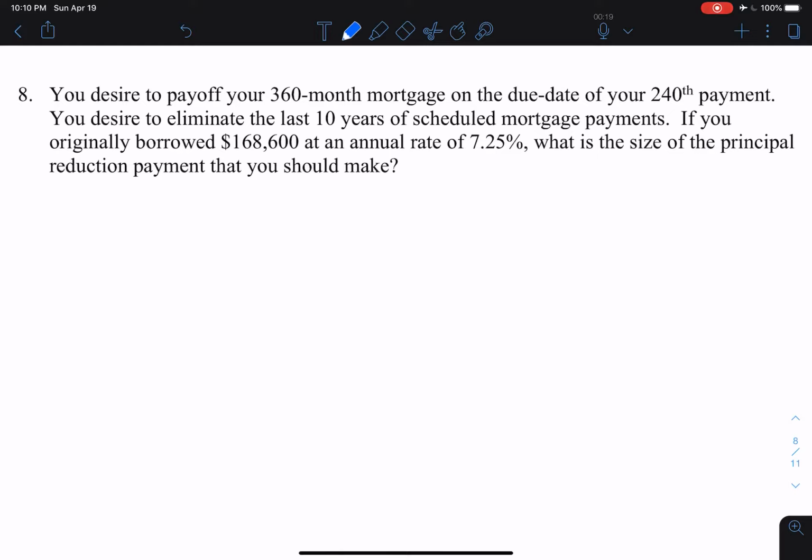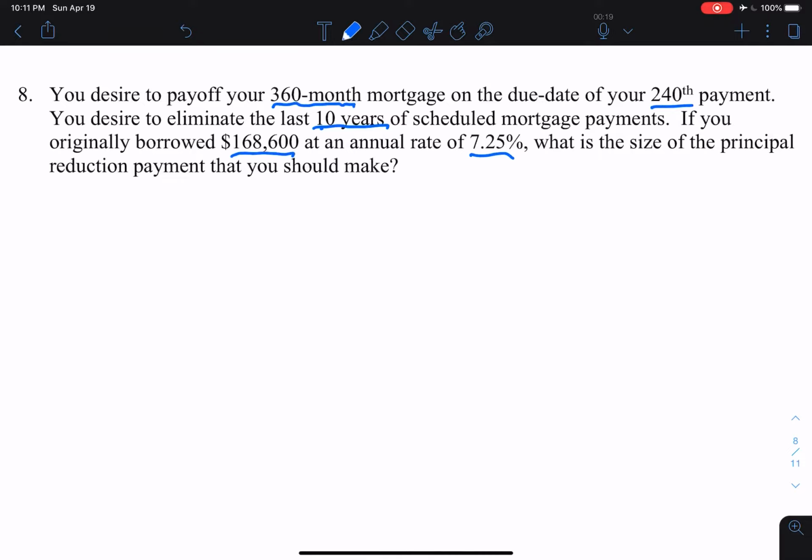So you desire to pay off your 360-month mortgage on the due date of your 240th payment. You desire to eliminate those last 10 years of scheduled mortgage payments. If you originally borrowed $168,600 at an annual rate of 7.25%, what is the size of the principal reduction payment that you should make on date 240?